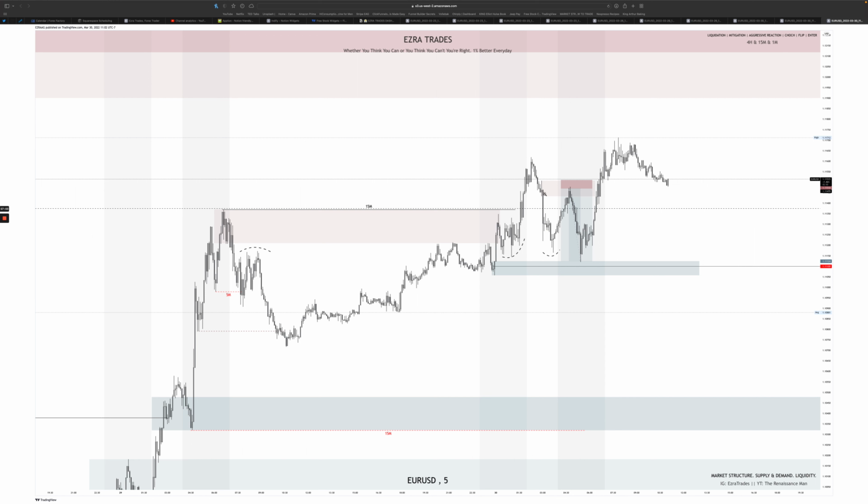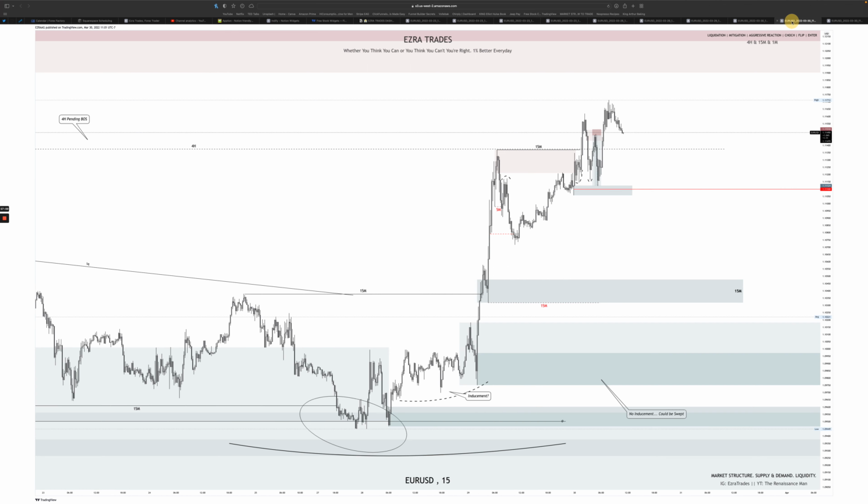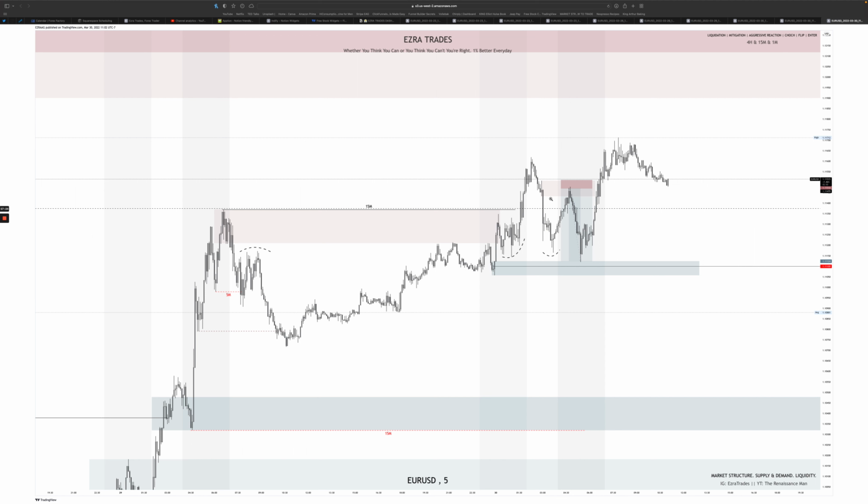Here's what the 5-minute looked like. So this was a 5-minute supply that I took. Now, normally I will not take a trade if it's not a 15-minute refined to the 5-minute. You could argue that this is the buy to sell price action that got engulfed in itself. The 5-minute was just so clean, it made sense to me.